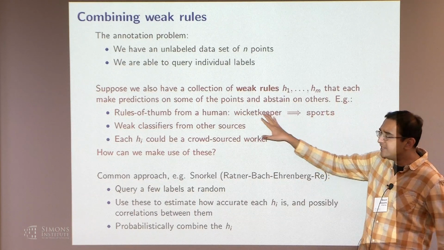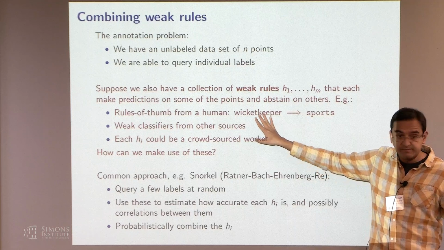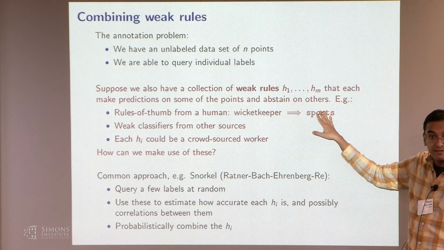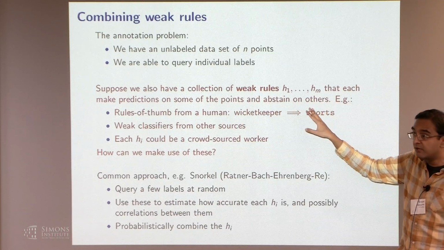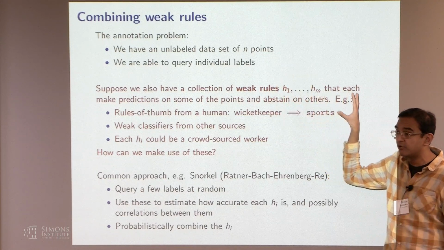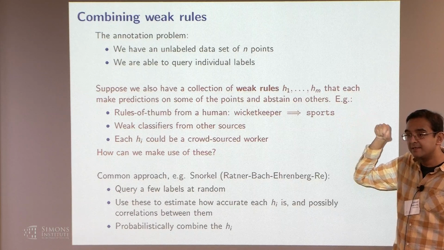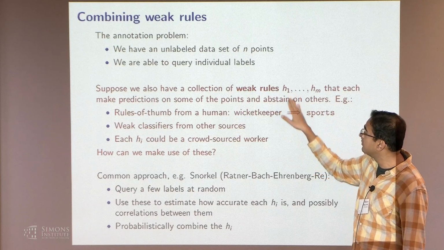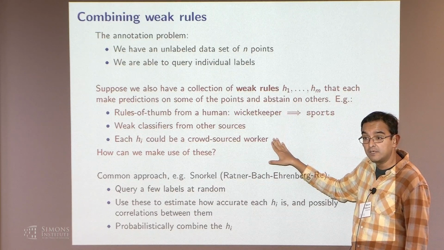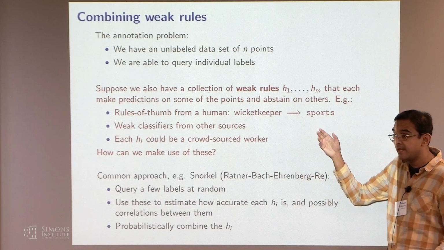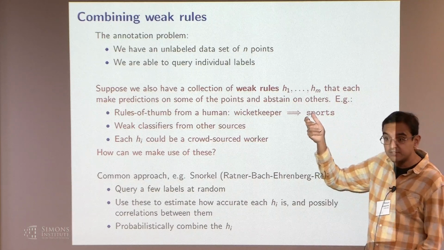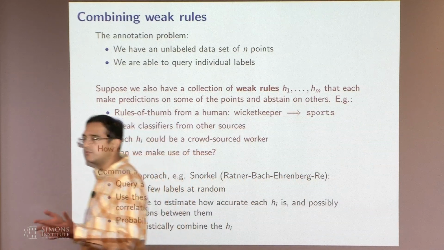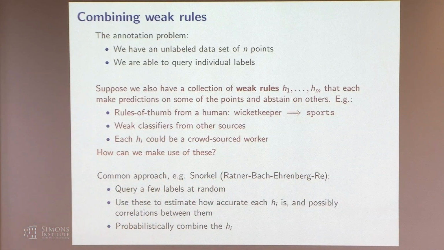And these rules don't apply to every instance. This only applies to documents with the word wicket keeper. It's a weak predictor. Sometimes it's wrong. Okay, so it's a weak rule, but we have a collection of weak rules like this. So for example, each weak rule could even be a crowdsourced worker, a worker that occasionally abstains, and when it doesn't abstain, makes a prediction that's sometimes wrong. How can we use these to rapidly label a data set?